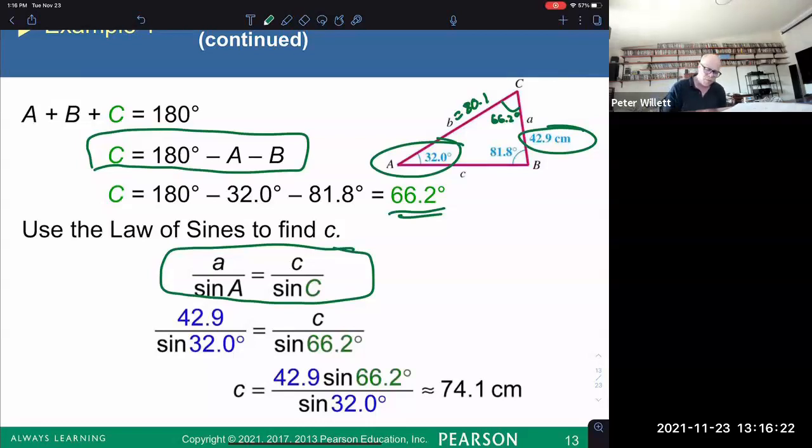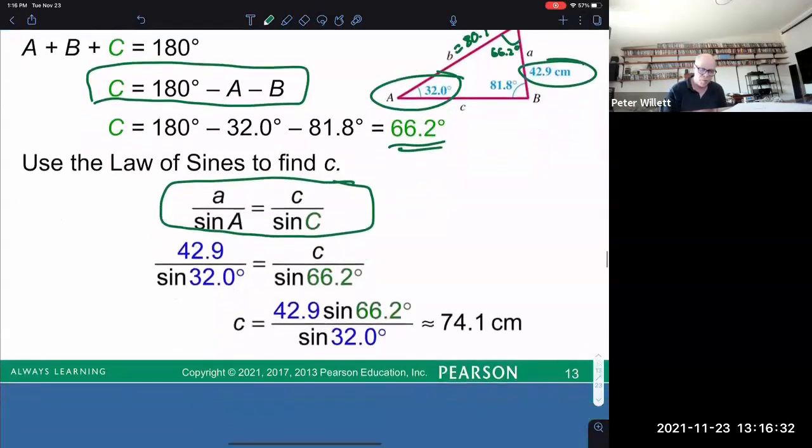So I think for that reason, that's why they chose to use the A sides and the C sides in the law of sines. And then in the same situation, we now know 3 of these 4. So you plug in the 3 that we know, solve for the one that we don't know, and that gives you the final value to solve the triangle.